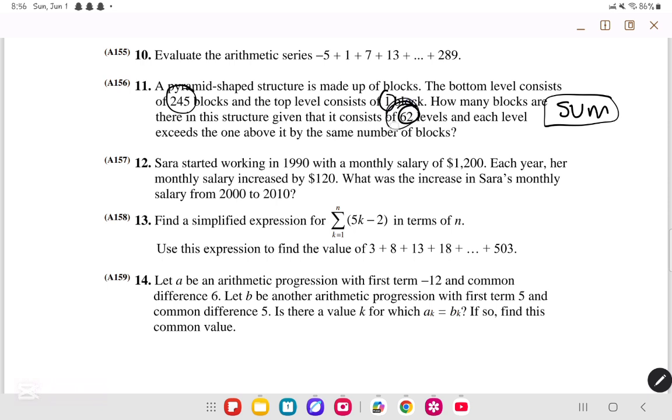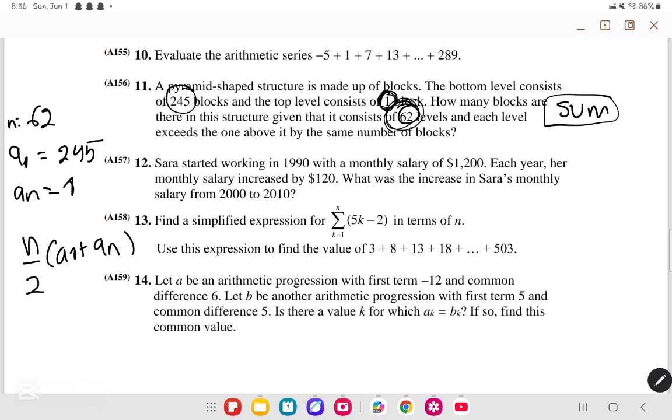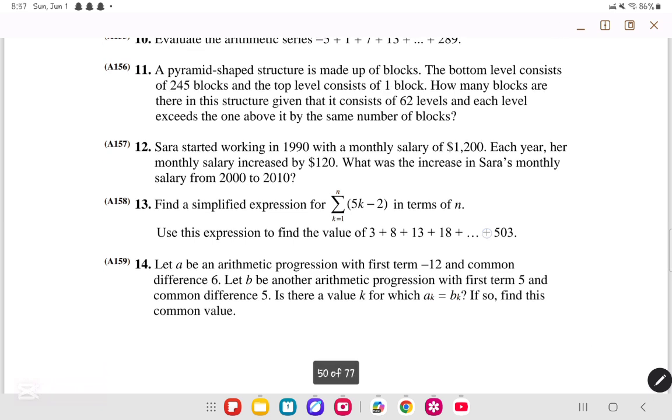So we have what? We have n, which is 62. We have a1, which is what? The bottom level, the first level, which is 245. And then we have an, which is the last level. It is what? It is 1 block. So it's going to be n over 2 times a1 plus an. So 62 over 2 times 245 plus 1. Put it on the calculator, and we are supposed to get an answer of 7626.